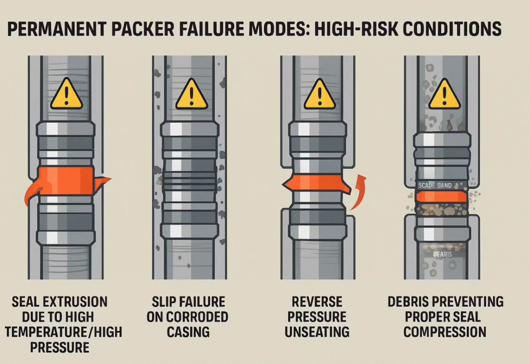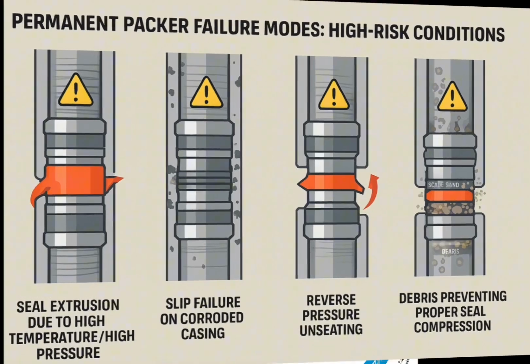The explanation clarifies how each failure compromises the primary barrier, emphasizing the importance of inspection, pressure monitoring, and cleaning before setting. This illustration educates operators on the risks of high temperature, high pressure, or poorly maintained casings.